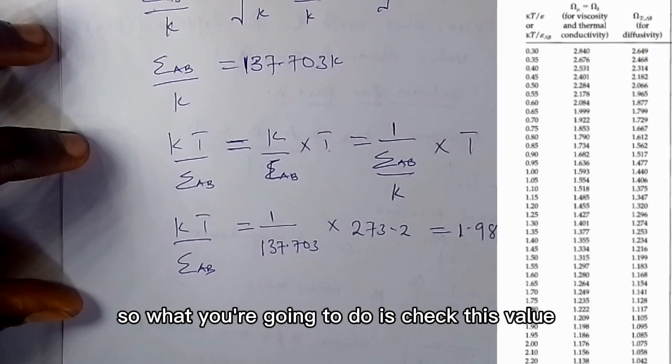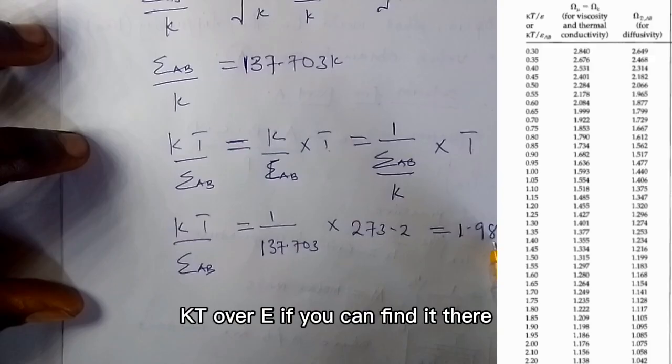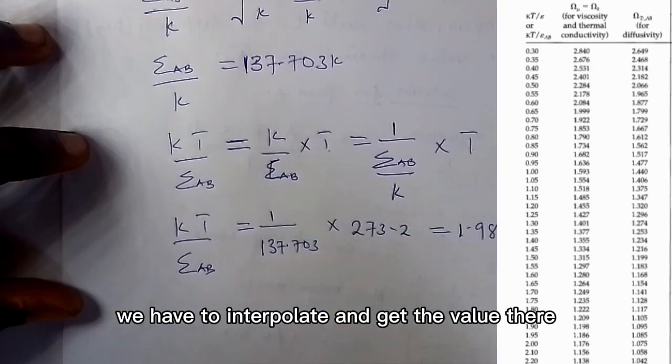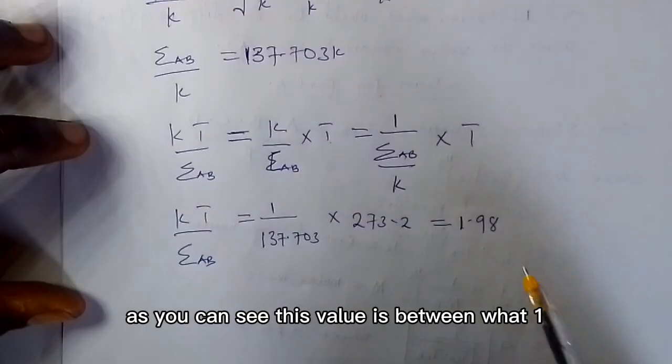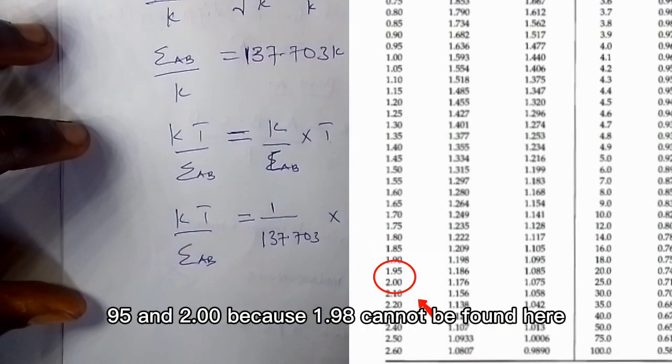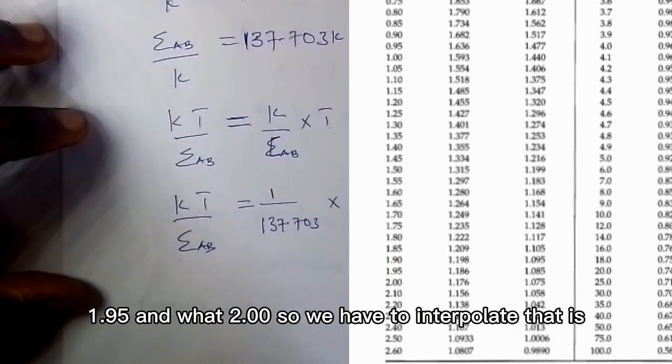So what you're going to do is check this value under the column of KT over E, if you can find it there. But if it's not there, we have to interpolate and get the value. As you can see, this value is between what? 1.95 and 2.00, because 1.98 cannot be found here. So it's between 1.95 and 2.00. So we have to interpolate.